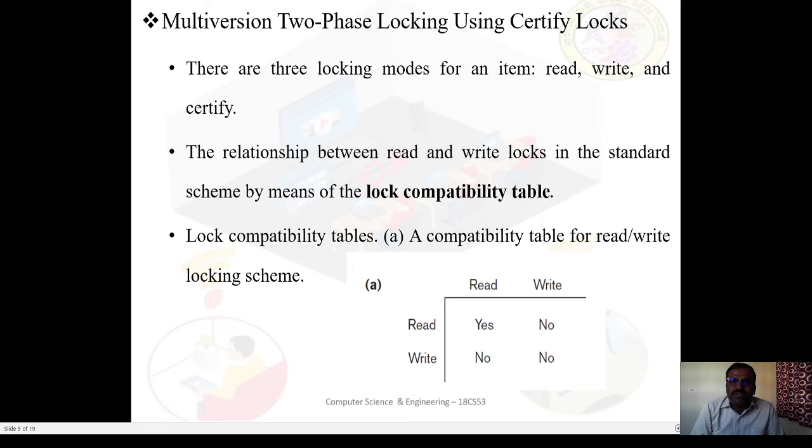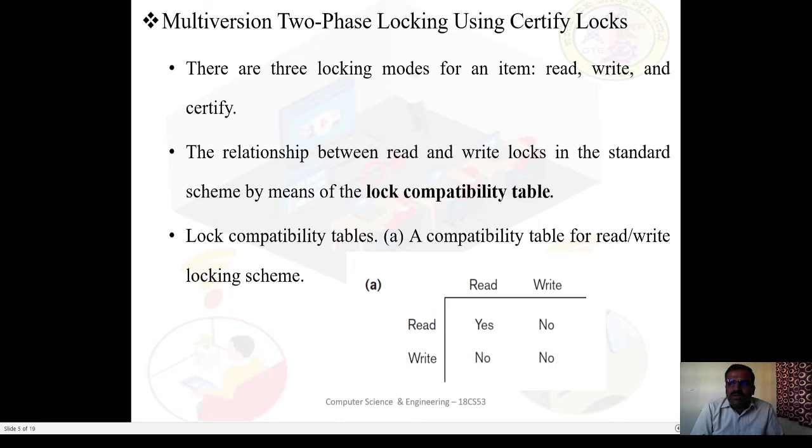Next, multi-version two-phase locking using certify locks. In this multiple mode locking scheme, there are three locking modes for an item: read, write and certify. Hence, the state of lock of an item X can be one of read lock, write lock, certify lock or unlock.